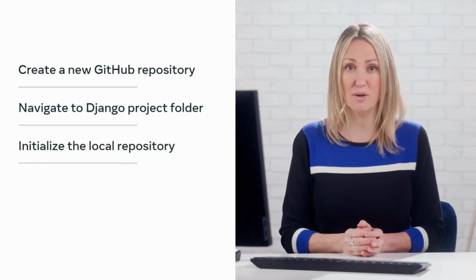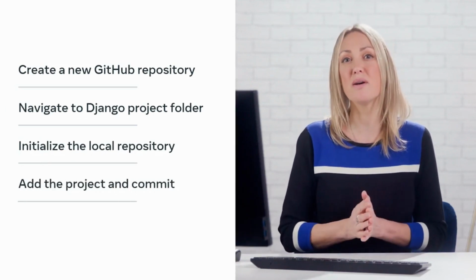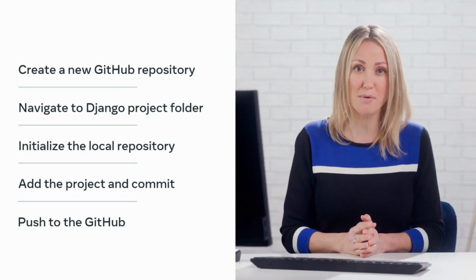Next, initialize the local repository with the git init command. Then add the project to the repository and commit. Finally, push the local repository to the GitHub repository you have created. In this video, you revise the key concepts related to setting up a Django project.